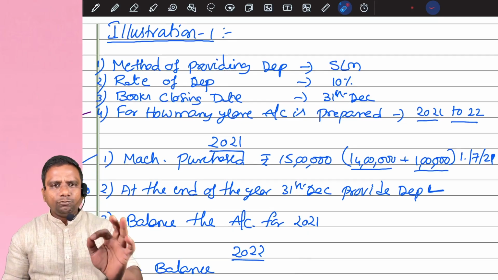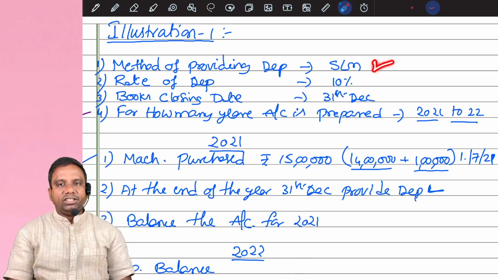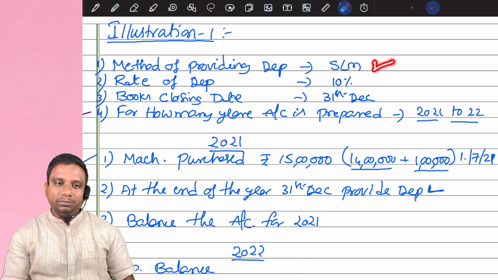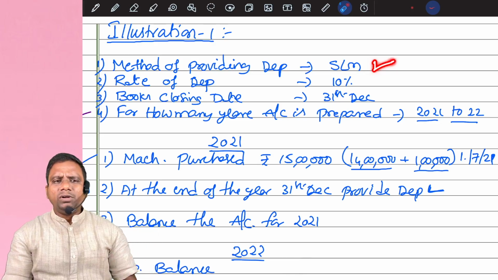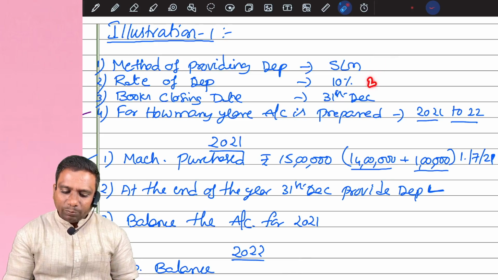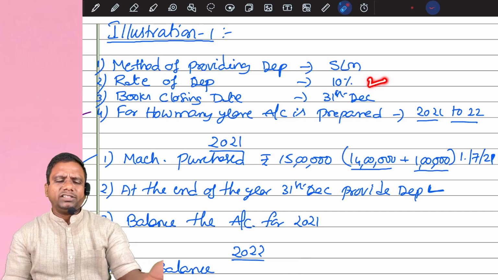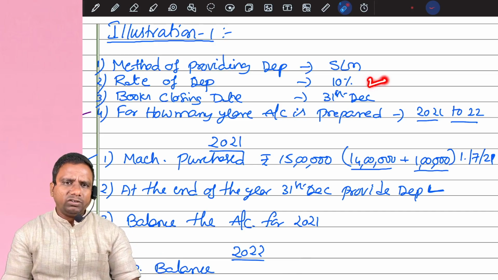Observe here. First and foremost point is to identify what is the method of depreciation. In this problem, SLM. In the remaining problems, it may be WDV or any other method. Second, what is the rate of depreciation? 10%. In this problem, 10%. In the next problems, the examination problems, whatever it may be.